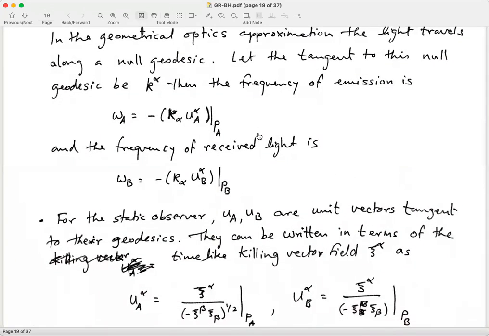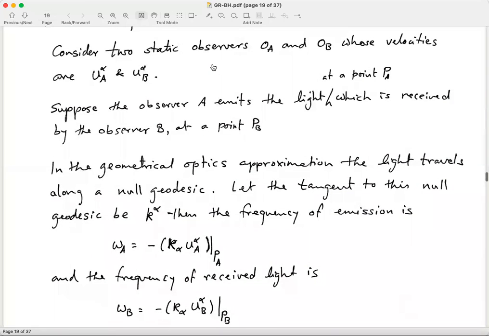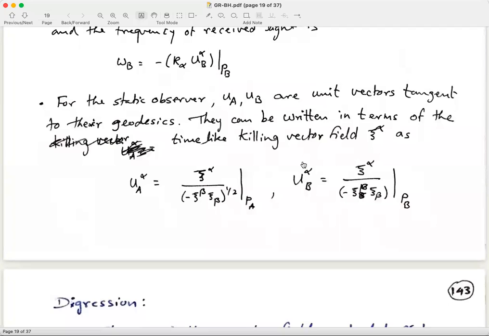Let's try to understand this a little better. First of all, u_A and u_B are the unit tangents to the observers' worldlines, and therefore we can write them in terms of time-like Killing vectors. The reason I want to look at time-like Killing vectors is that we are looking at observers who are static, so the worldlines would be time-like. So you can write these unit vectors in terms of the time-like Killing vector field as u^α_A equals ξ^α upon the square root of the norm of the Killing vector at point PA, whereas u^α_B would be ξ^α upon the norm of ξ, sorry, to the half, at point PB.